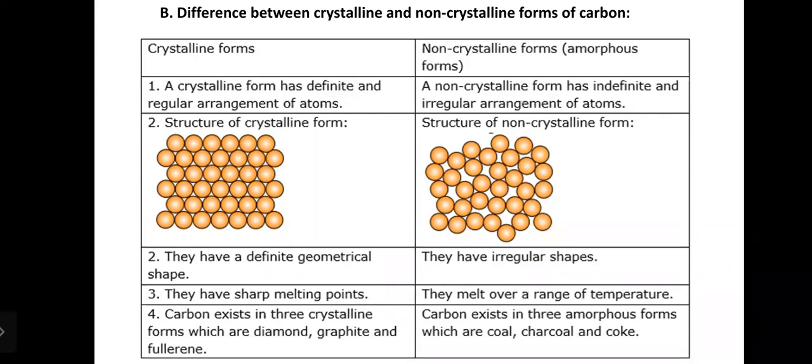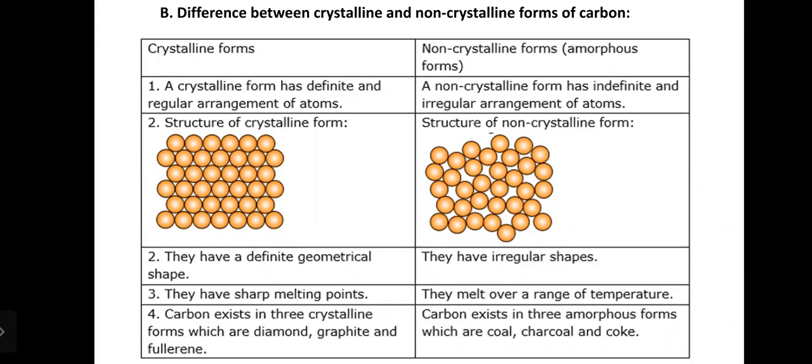Another difference is that carbon exists in 3 crystalline forms, which are diamond, graphite, and fullerenes, and in the non-crystalline form, carbon exists in 3 amorphous forms, which are coal, charcoal, and coke. So these are the 4 differences between the crystalline and non-crystalline form.